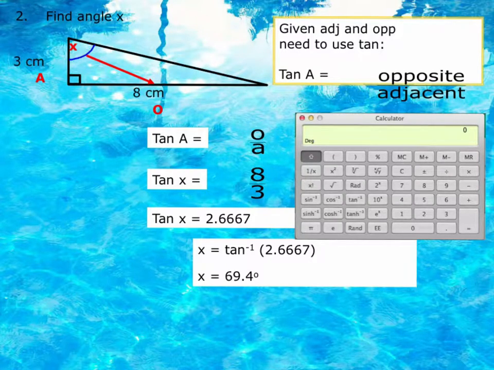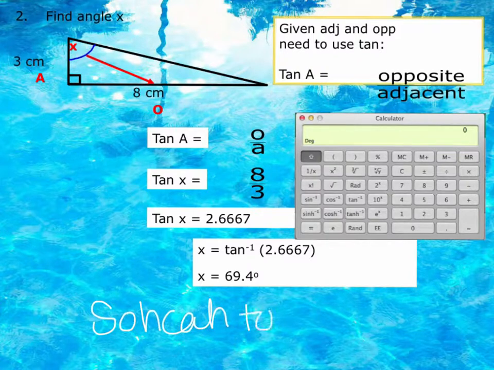Now, if you look at SOHCAHTOA, which trig ratio will work the best? Well, since I'm given O and A, I need to use tangent, and that's what they did here. They said tangent of A, or in this case it's really tangent of X, is going to be 8, which is opposite, over adjacent, which is 3. That is this decimal here.